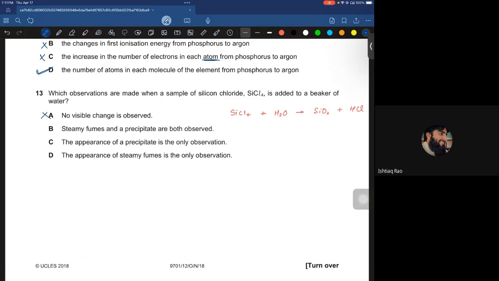No, how is that possible? You can see HCl. Steamy fumes, yeah. Steamy fumes means HCl. C says the appearance of precipitate is the only observation. No, we can see HCl as well. I know that it's solid, it's a precipitate, but there is another observation, that is this HCl. The appearance of steamy fumes is the only? No, we have two products. One is solid, another one is a gas. So we can see fumes as well. We can see the precipitate as well. I'm going to say this solid is a precipitate.